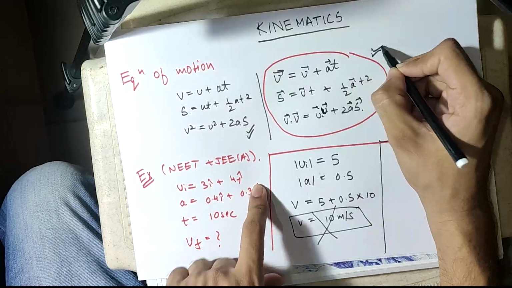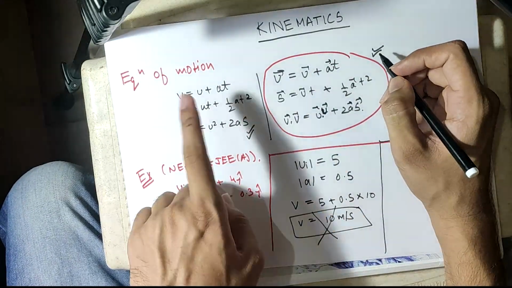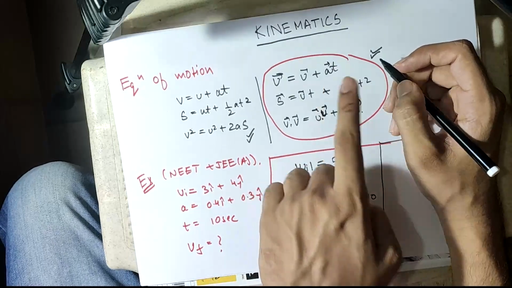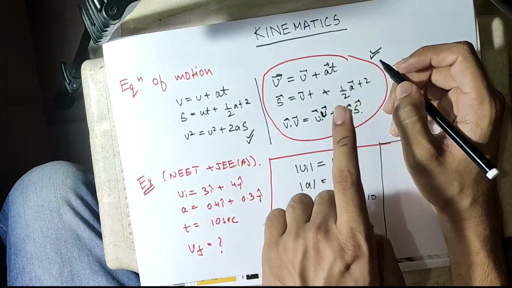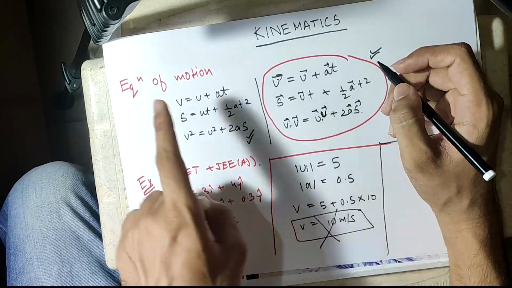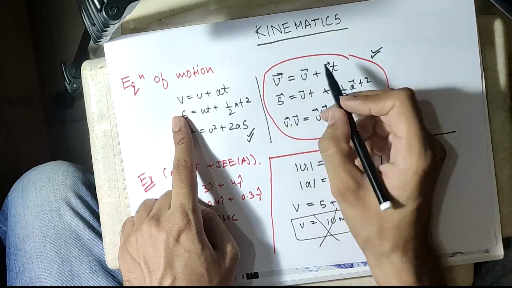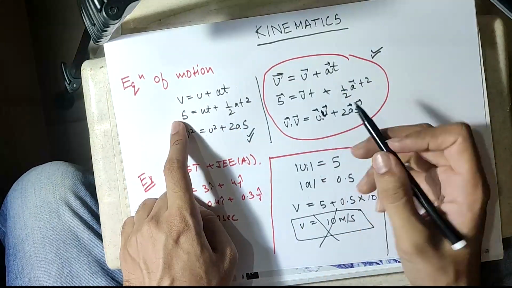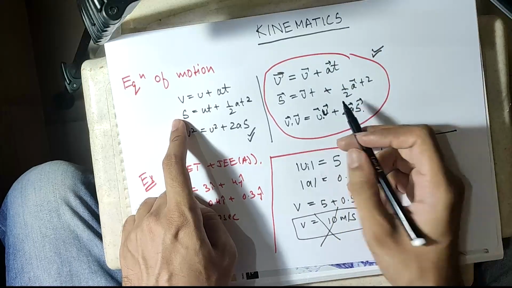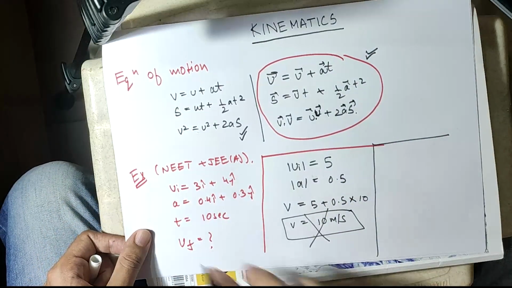You have to learn like this. In vector form you have to learn, not in scalar form, because these are valid for vectors. These equations were made for vector quantities, not for scalar quantities. They were not made for speed and distance. They were made for velocity and displacement. Okay, so how to solve them?